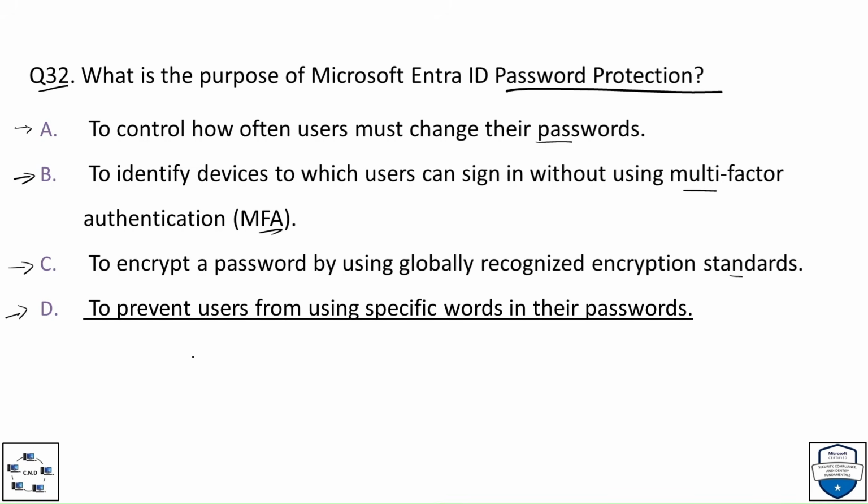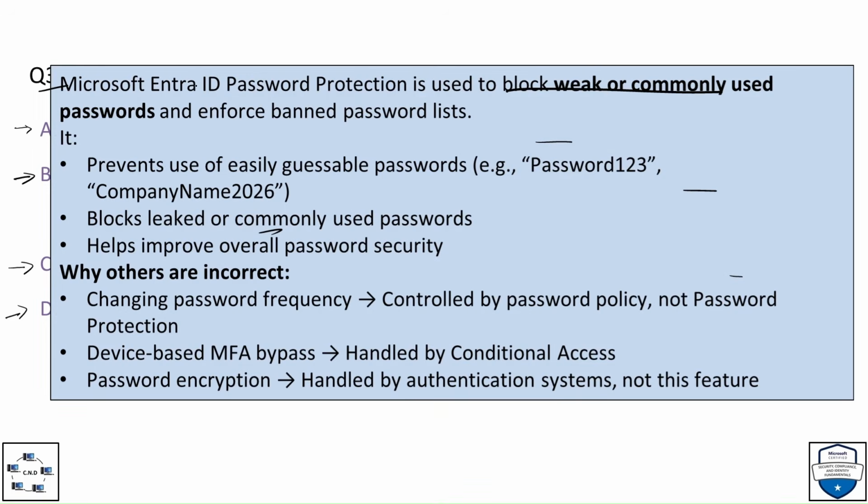And the correct option is to prevent users from using specific words in their passwords. And the explanation is, Microsoft Entra ID password protection is used to block weak or commonly used passwords and enforce a banned password list. For example, it prevents use of easily guessable passwords, for example, password123, company name 2026. It blocks leaked or commonly used passwords and helps improve overall password security.